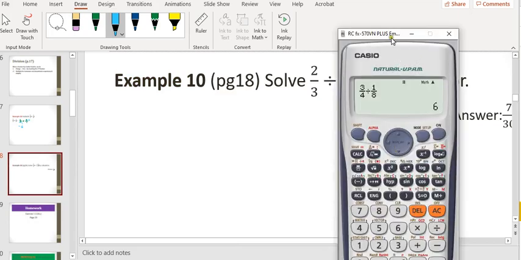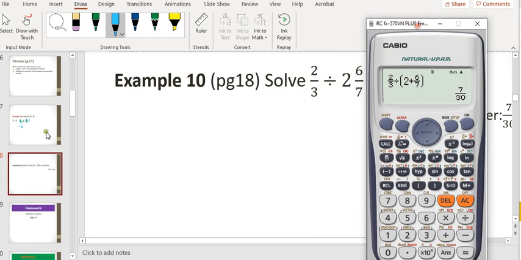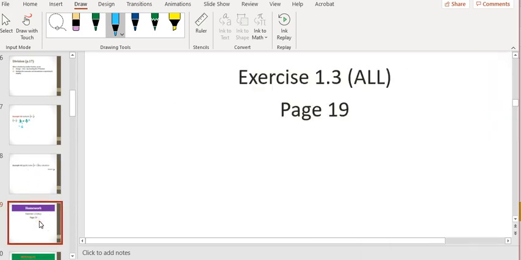Okay, you have 2 over 3 divided by 2 and 6 over 7. You have 7 over 30, so your answer is correct. This is just simple. This one, since you don't have any workbook, no need.